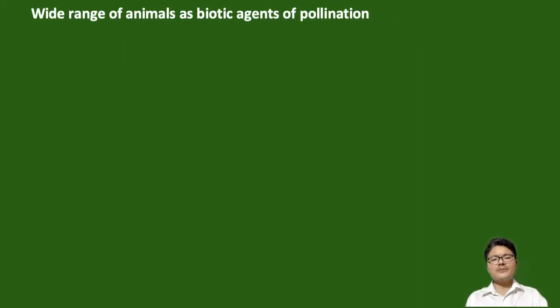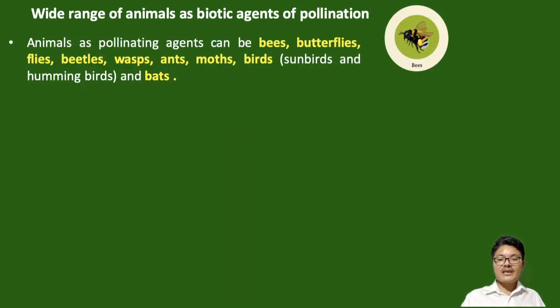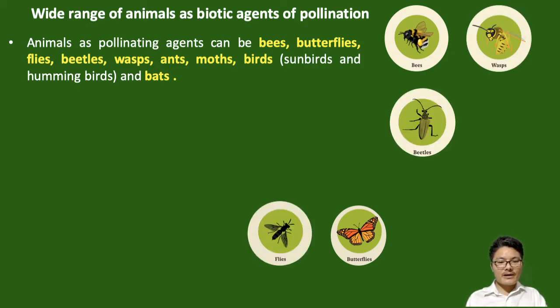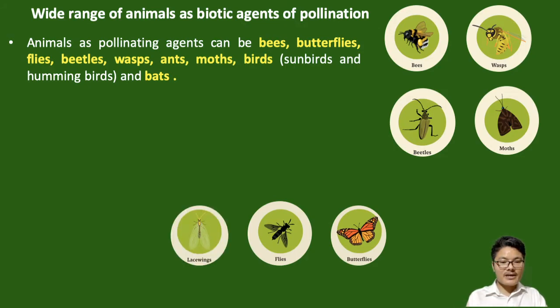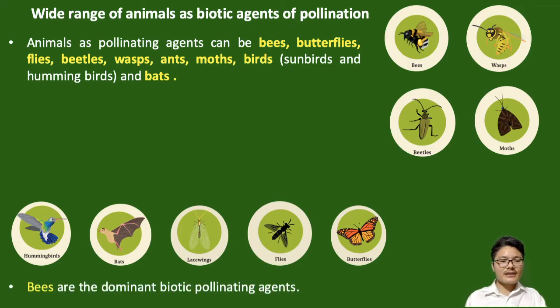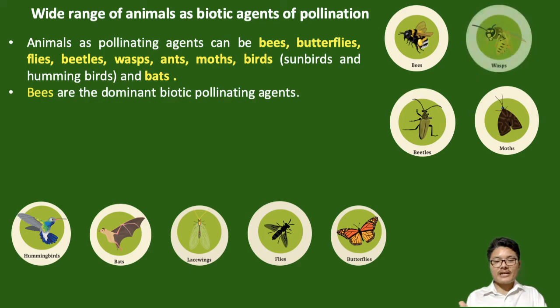We have a wide range of animals involved in pollination. Biotic agents of pollination can be diverse. For example, we have bees, butterflies, beetles, wasps, ants, moths, and birds, which can be sunbirds and hummingbirds. Even bats can help in pollination. These are some examples of biotic pollinators. Bees are the dominant biotic pollinating agent. Bees have to be saved so that we can secure food for future generations.